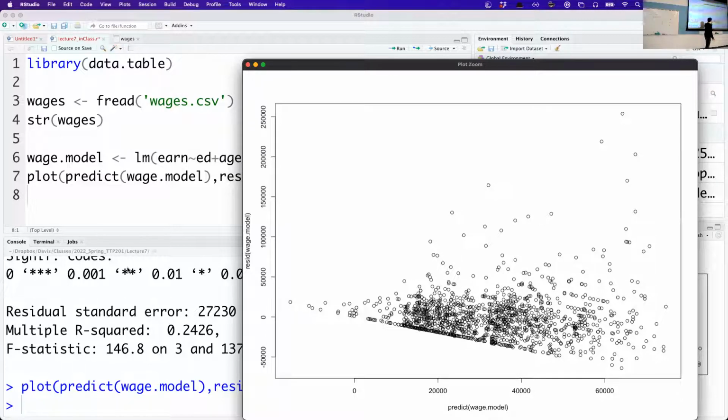There's this weird line here, right? So what do we look for in our residuals again? Someone remind me. 0, yeah, and randomly distributed, right? So there's this line here that definitely doesn't look very random. So what the heck is going on?